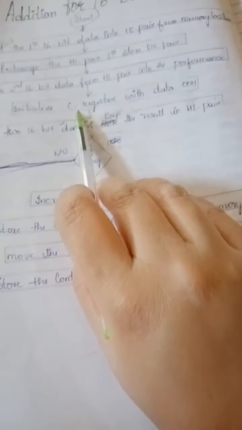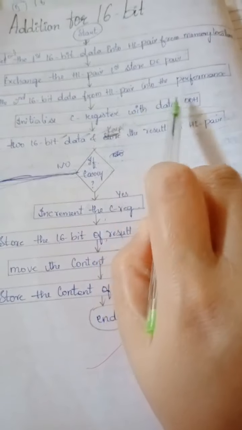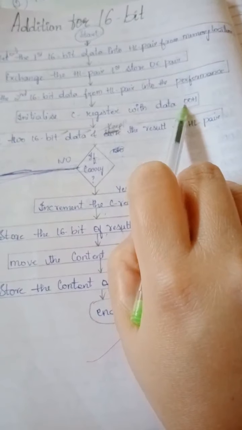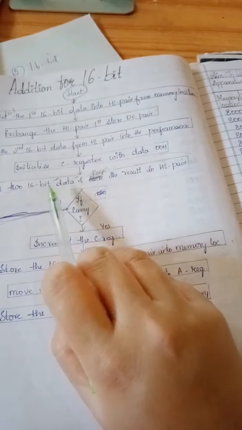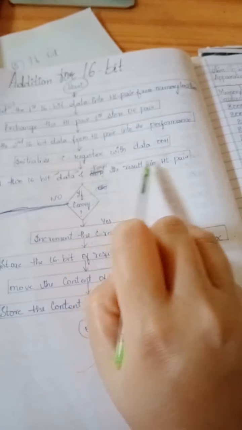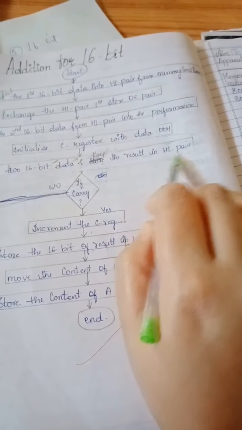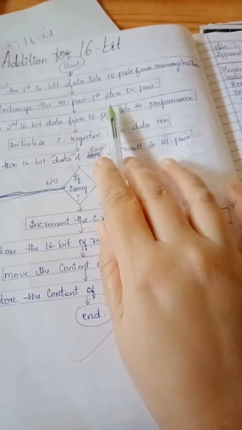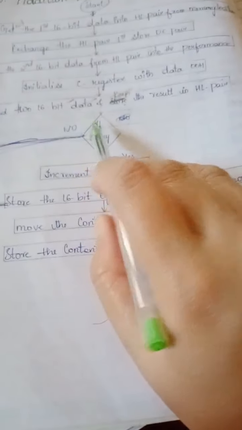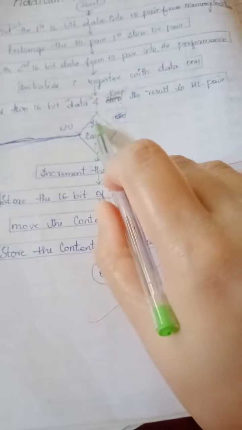Then we initialize the C register with 00. Why 00? Because carry may come or may not come. Then we go for the addition of 16-bit numbers. One data is in the HL pair and one data is in the DE pair, so the DAD instruction is used. After that, we have to check for carry.